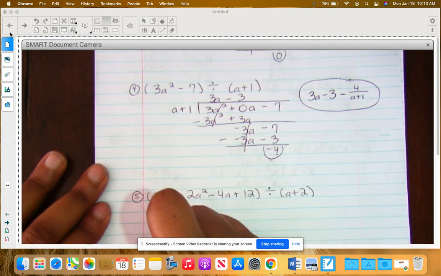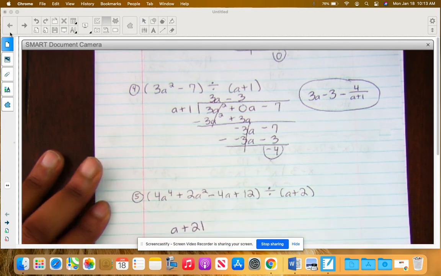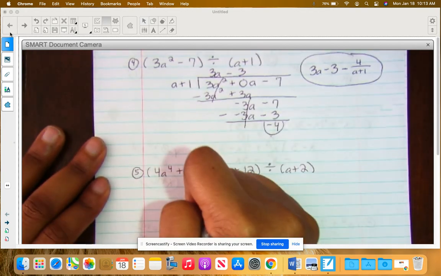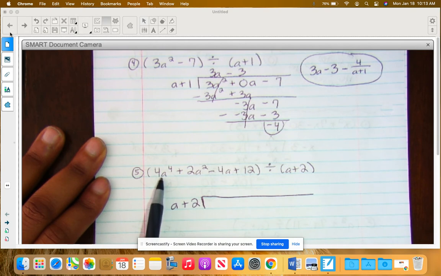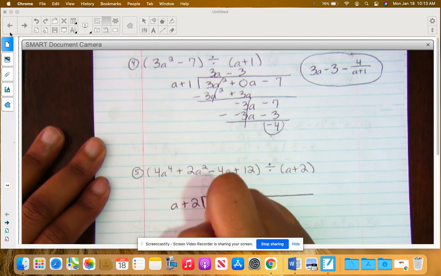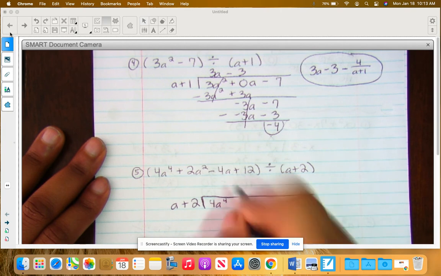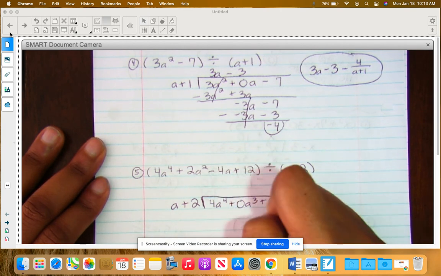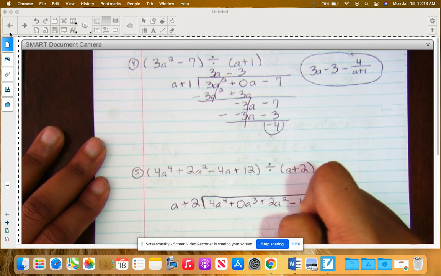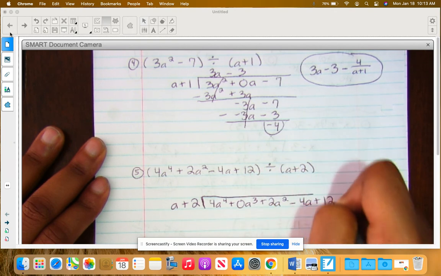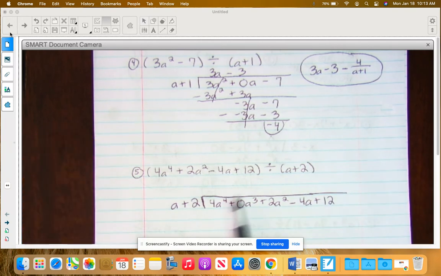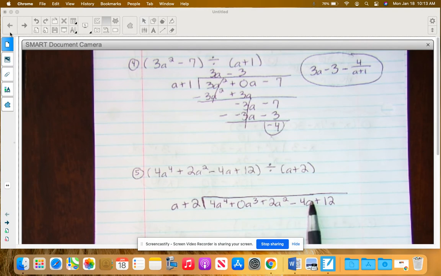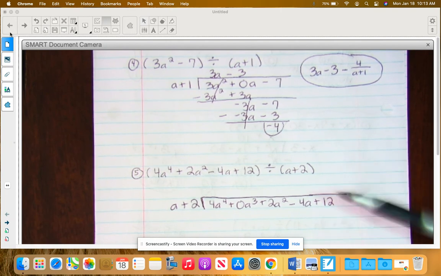So when I set this up, I'm going to bring down the a to the 4. I'm going to put a placeholder because I need something for a to the third power. And then I have my a squared, a to the first power, and then my regular number. So it goes a to the fourth, a to the third, a squared, a to the first power, and then I have a number. Now I have a place for every single thing.